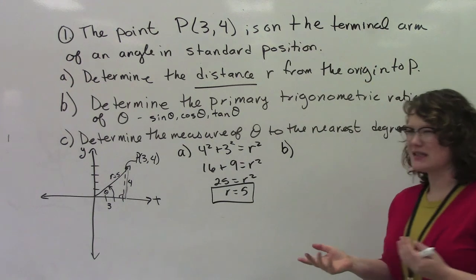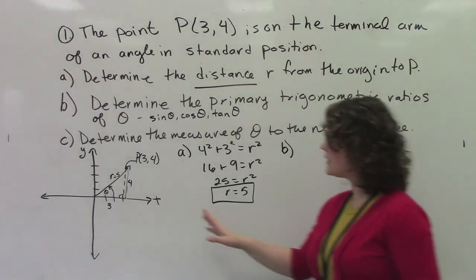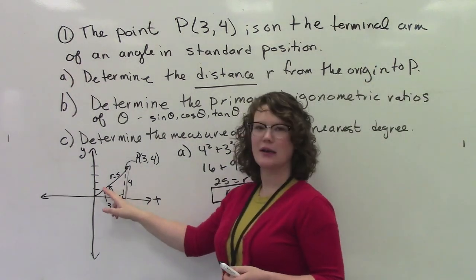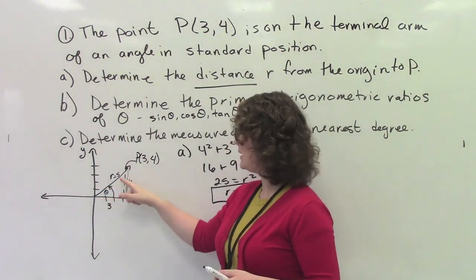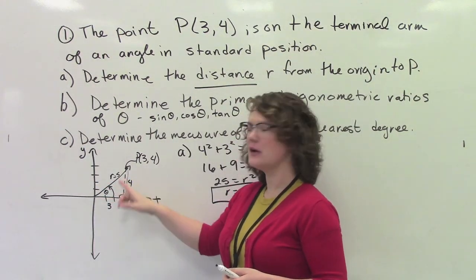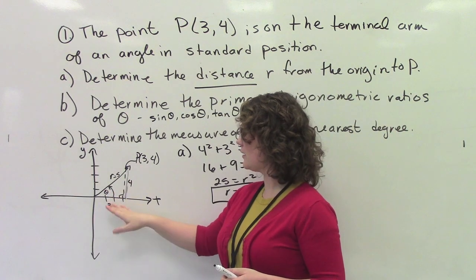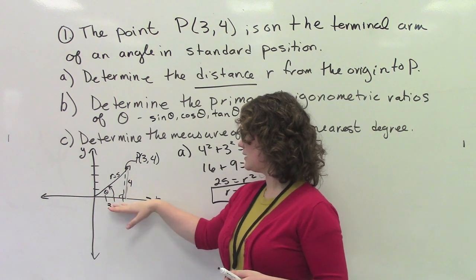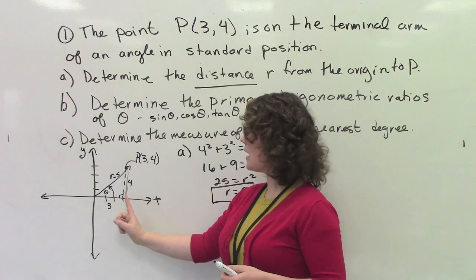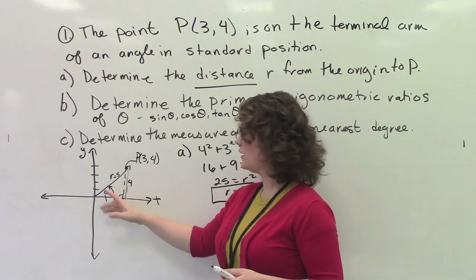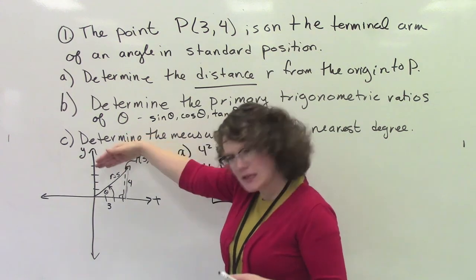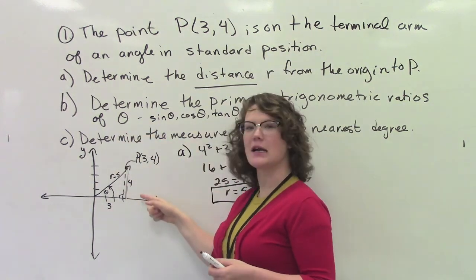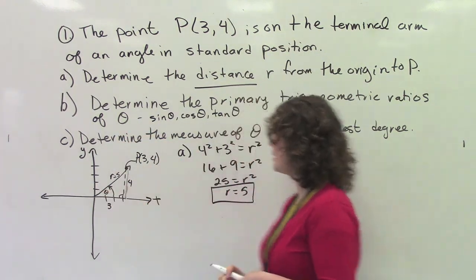B, determine the primary trigonometric ratios of sine, cosine, and tan. Now this is the part that's a little bit tricky for a lot of people. This right here is our theta. This is the angle that we're going for. Not here, okay? No. Here? No, it's this guy right here, from the x-axis up to the terminal arm. Not from the y-axis to the terminal arm, not some crazy thing here, from the x-axis to the terminal arm.